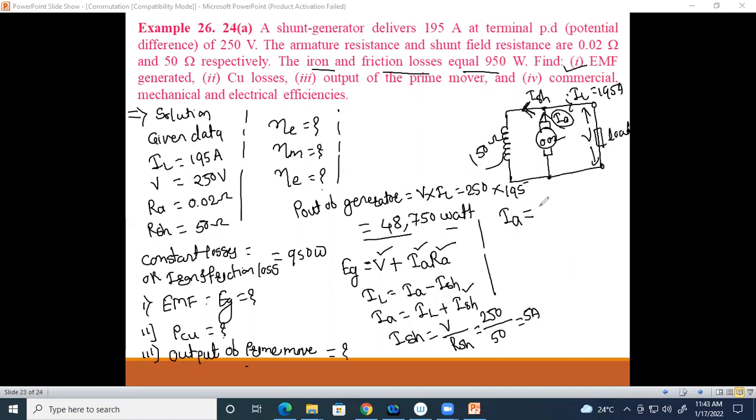From this we can calculate IA. IL is 195 plus the shunt field current ISH, 5 ampere. So the armature current IA is equal to 200 ampere. Now we are able to calculate EG. EG is equal to terminal voltage 250 plus IA, 200, into RA. What is RA? 0.02. Tell me the value of EG.